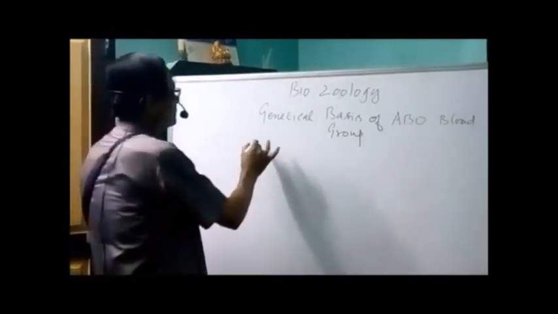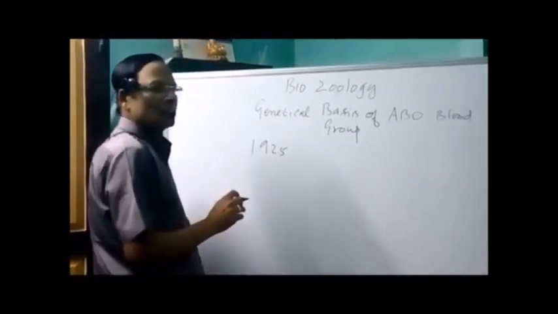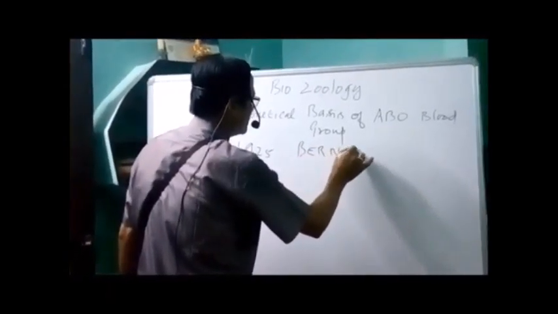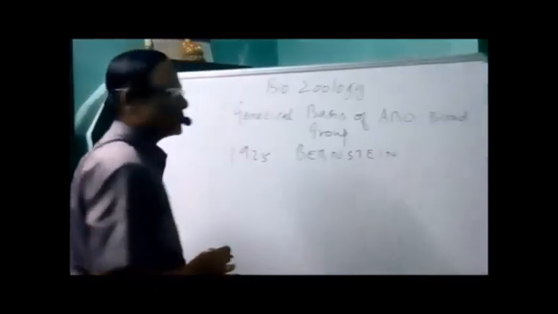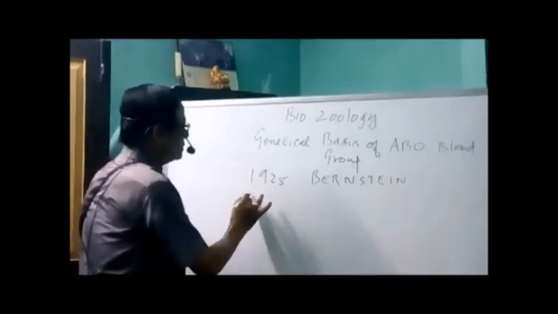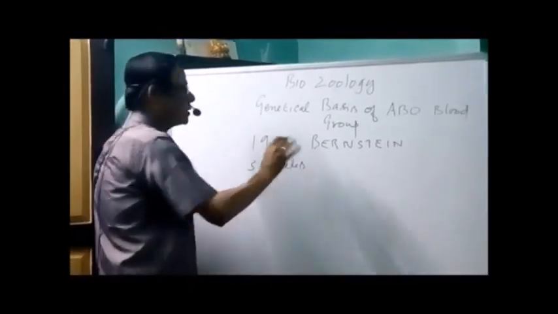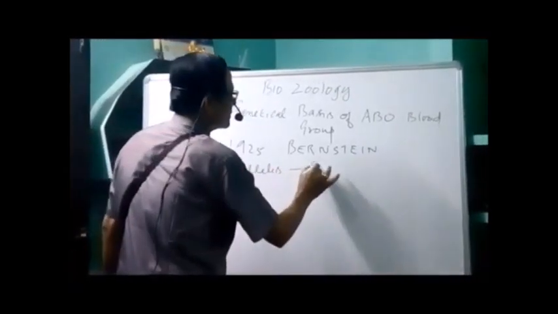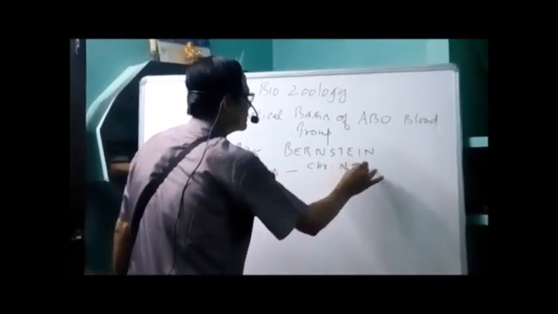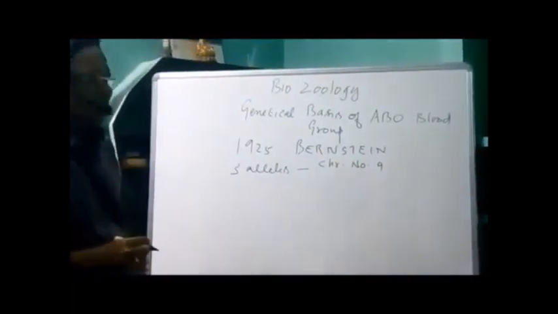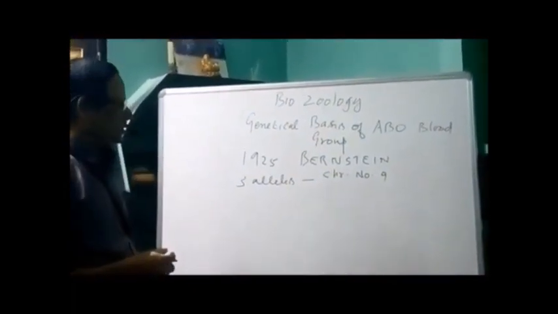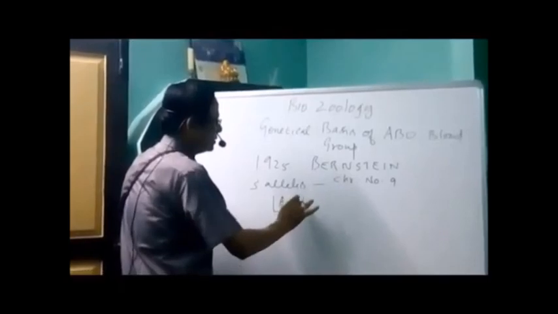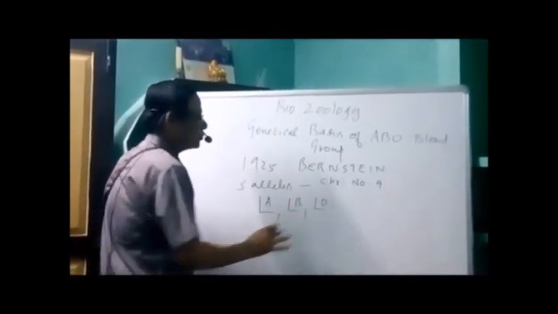In 1925, a person by name Bernstein observed three alleles, that is, in three different rows of chromosome number 9. They are responsible for the blood group system. The alleles are named as LA or LB or LO.